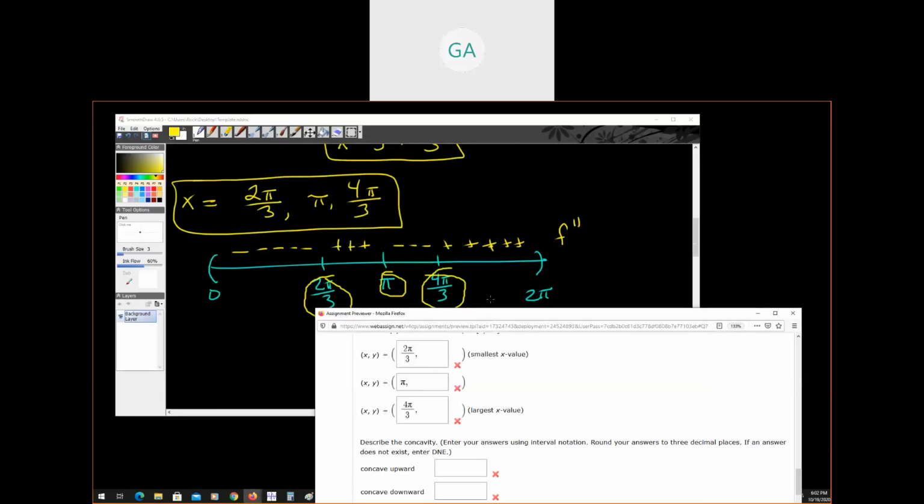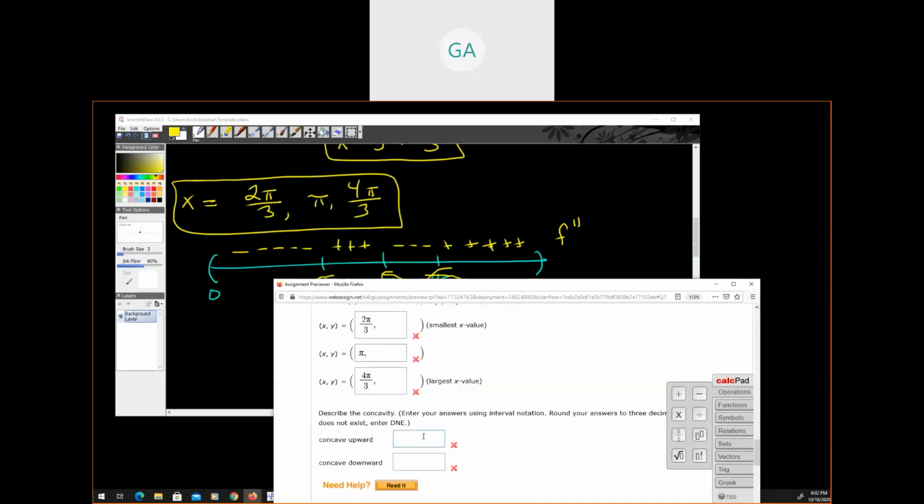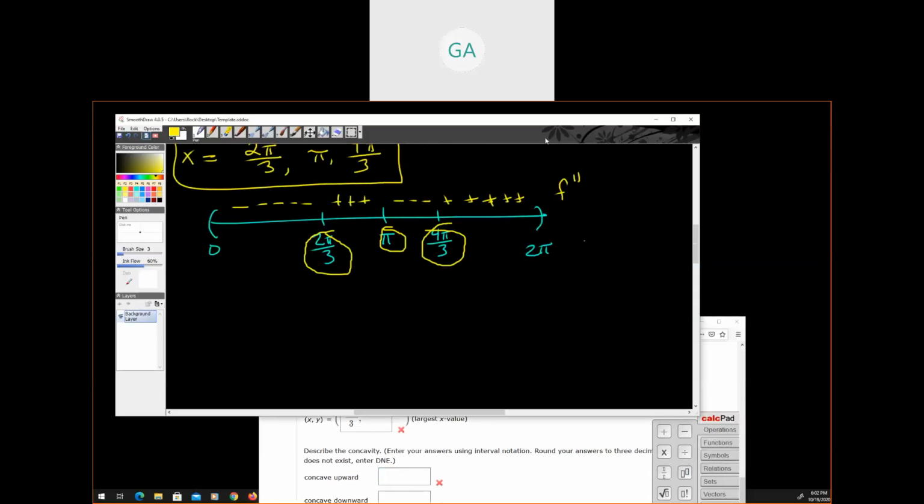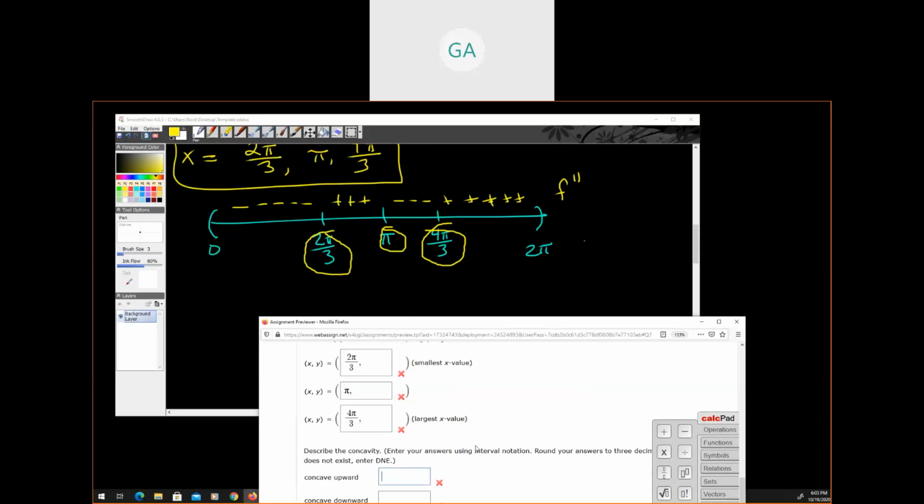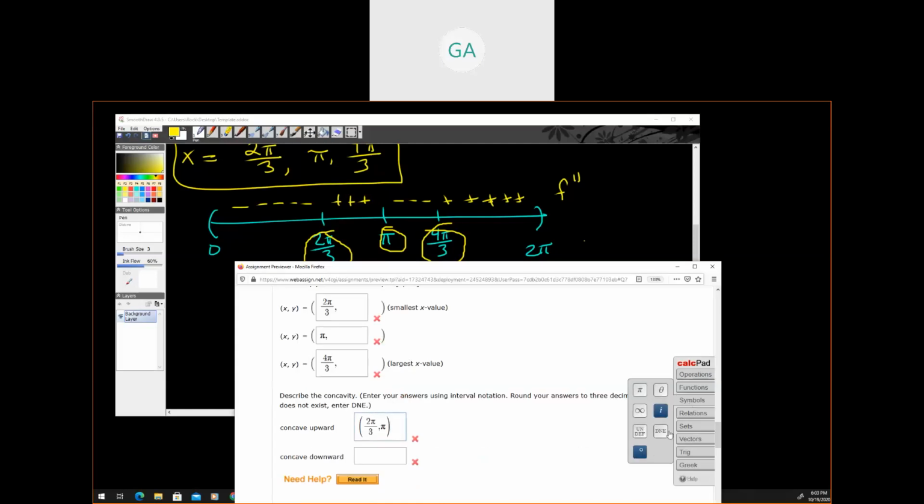And so it's concave upward from 2 pi over 3 to pi, union, now where's the union symbol, union, and then 4 pi over 3 to 2 pi.